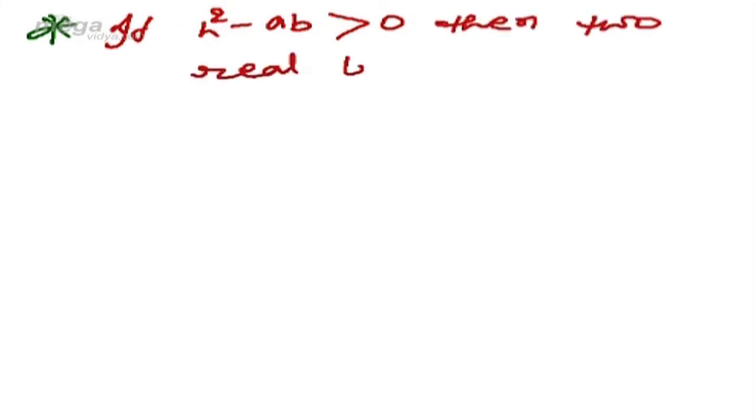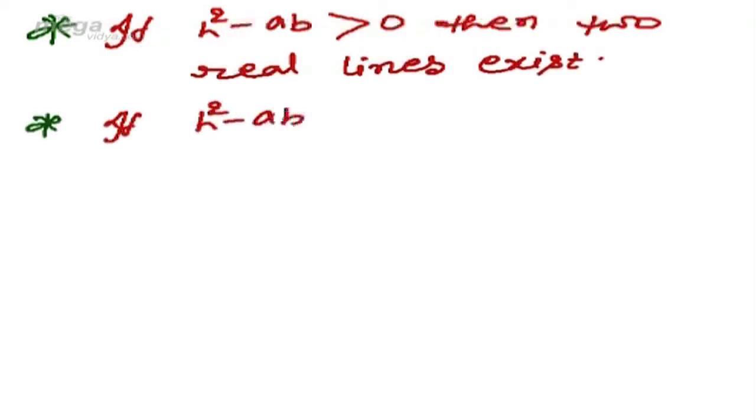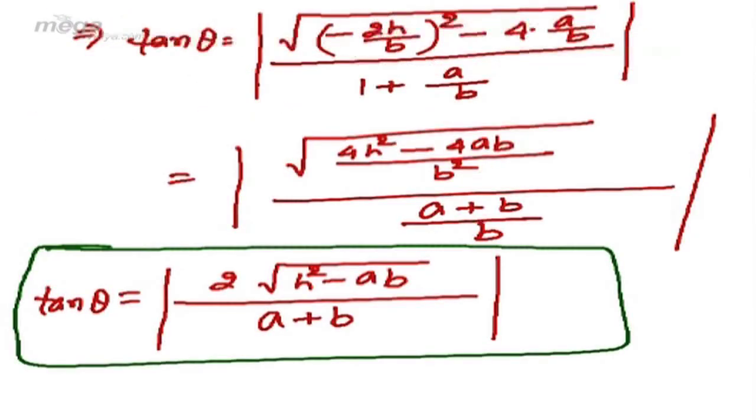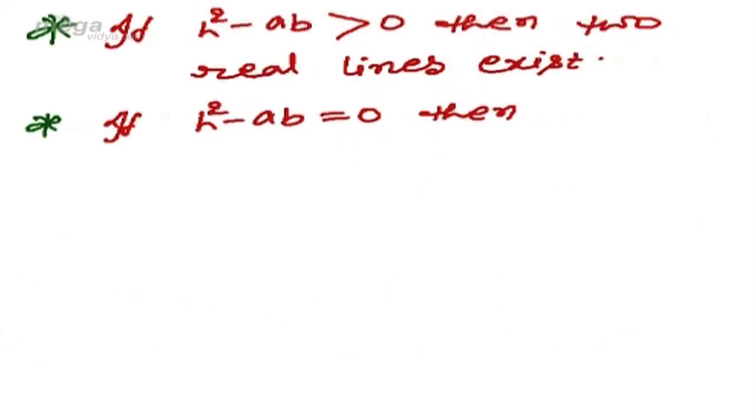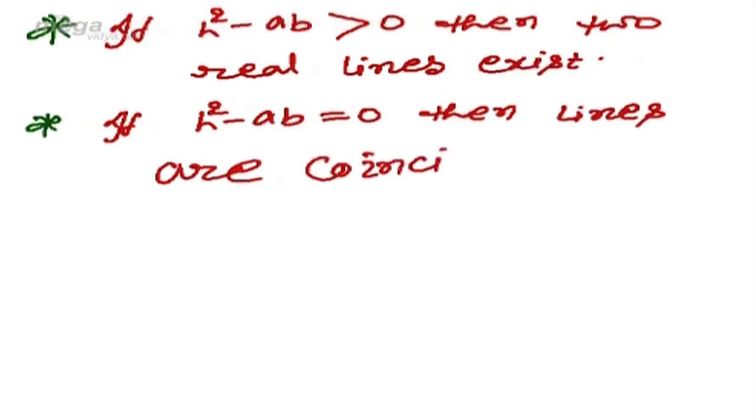So if h square minus ab is greater than 0, then two real lines exist. If h square minus ab is equal to 0, then you will get the value of tan theta as 0. Tan theta is 0, it means theta is also equal to 0, and in that case the lines become the same line. So we'll write that the lines are coincident lines.